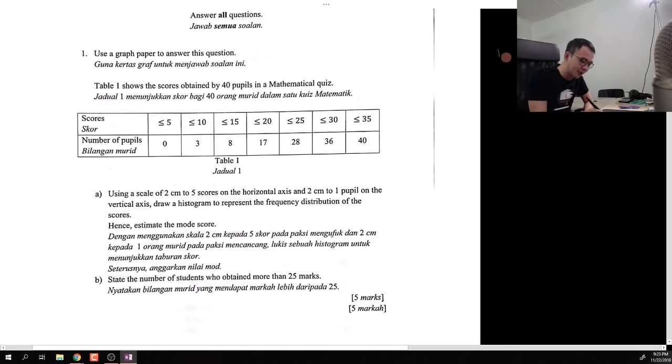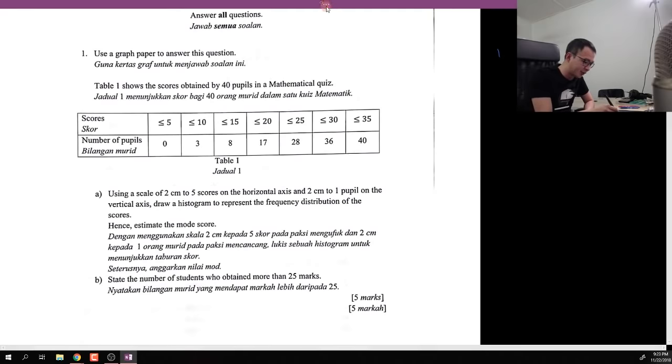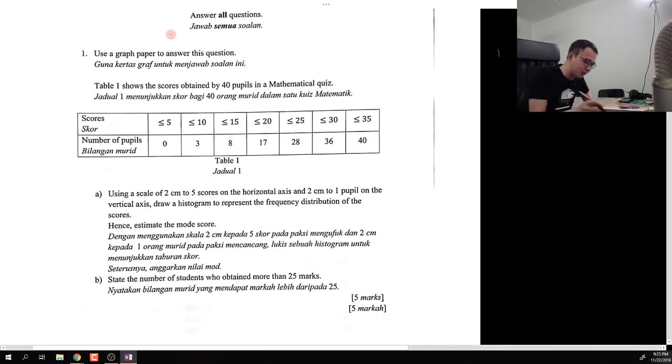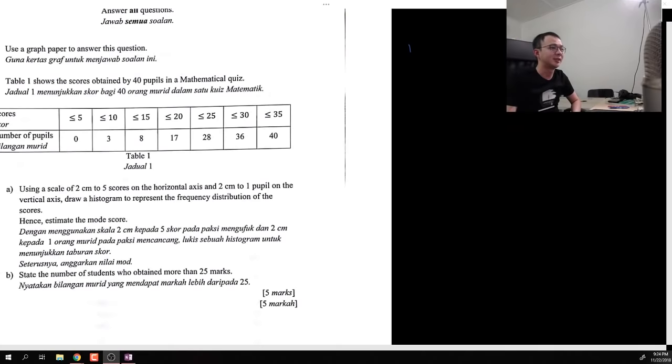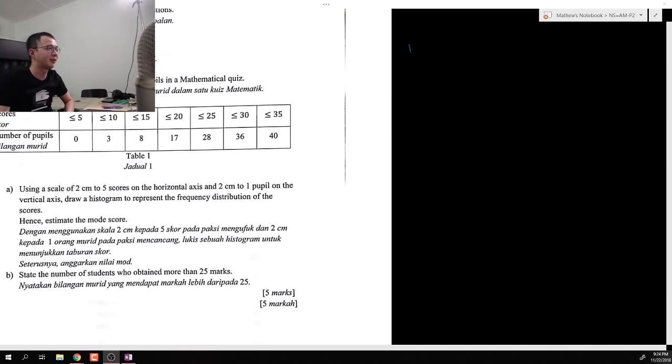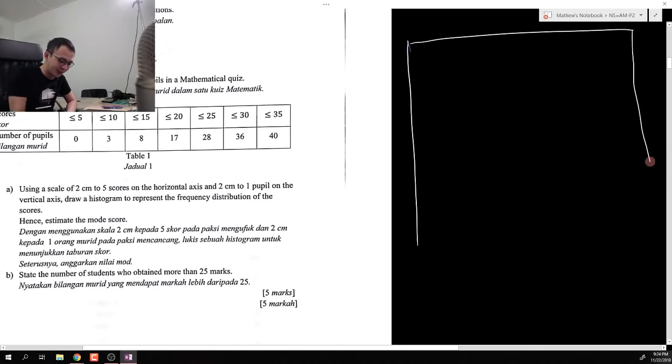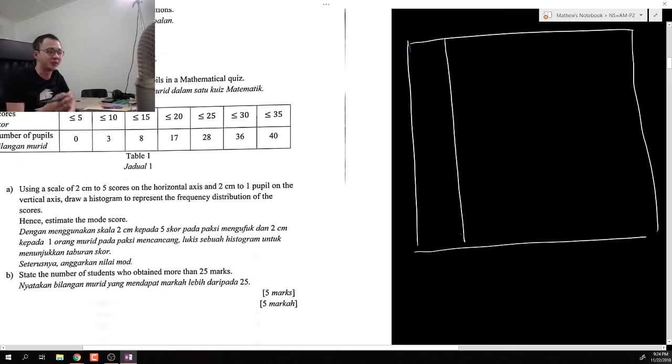The first thing here is you will need to have a table before you start to draw. You need a table here, so therefore I will draw a nice table. Why do I need a table? Because normally when I draw the histogram, I will need the upper boundary and lower boundary for it.